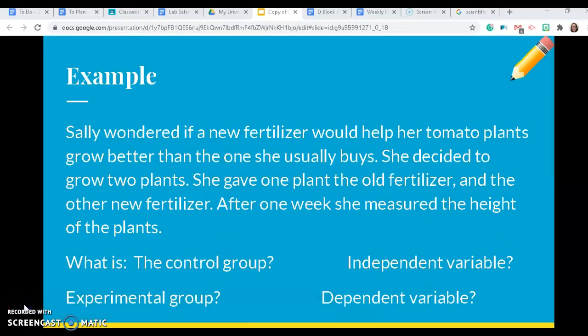In this example, I'm going to have you try to identify the control group, experimental group, independent and dependent variables on your own. So the experiment is, Sally wondered if a new fertilizer would help her tomato plants grow better than the one she usually buys. She decided to grow 2 plants. She gave one plant the old fertilizer and the other the new fertilizer. After 1 week, she measured the height of the plants. Take a minute and answer each of the questions as they pop up on Edpuzzle.